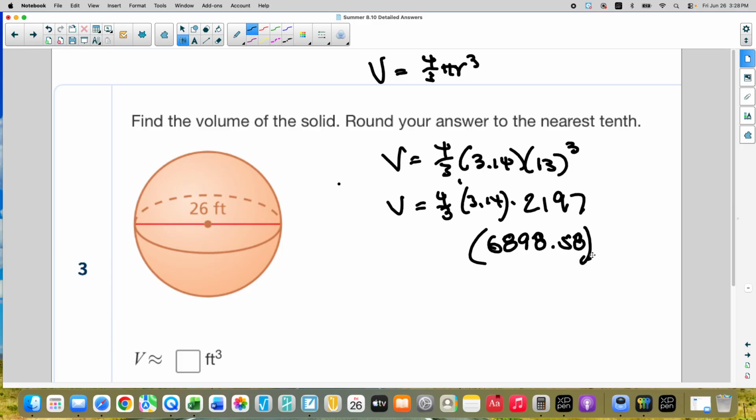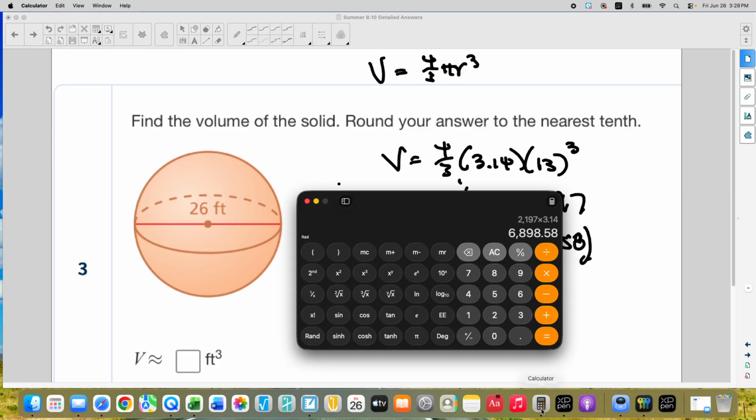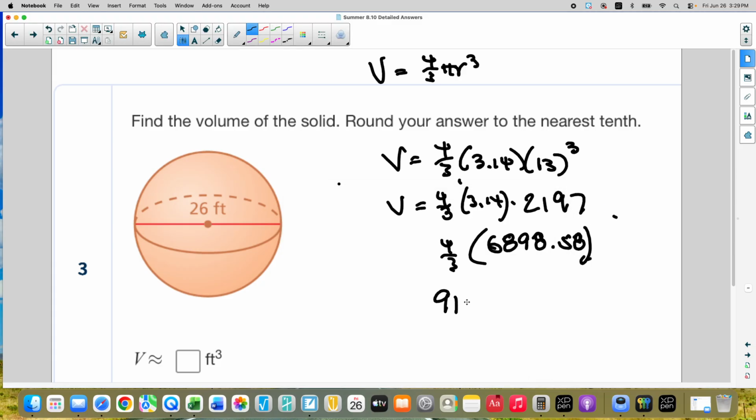And we're going to multiply that by 4/3. So we'll multiply it by 4, divide it by 3. 91, 98, we're rounding to the nearest tenth, so that's 0.1. 91, 98, 1. 9198.1 feet cubed equals the volume.